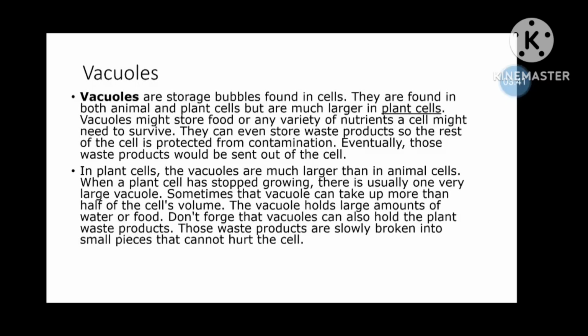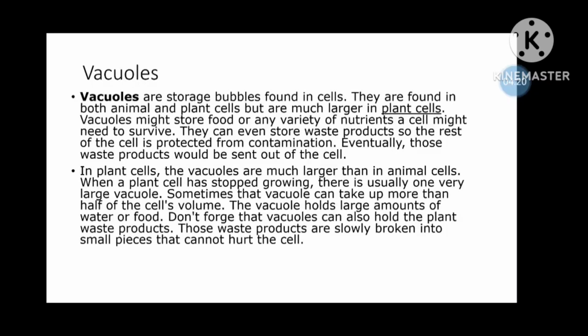So it stores whatever materials are in extra amount and which are required for the survival of the cell, right. They can even store waste products, so the rest of the cell is protected from contamination. Means these vacuoles also store the waste materials which are formed during the cellular process, right. Those waste products are finally sent outside the cell through vacuoles.